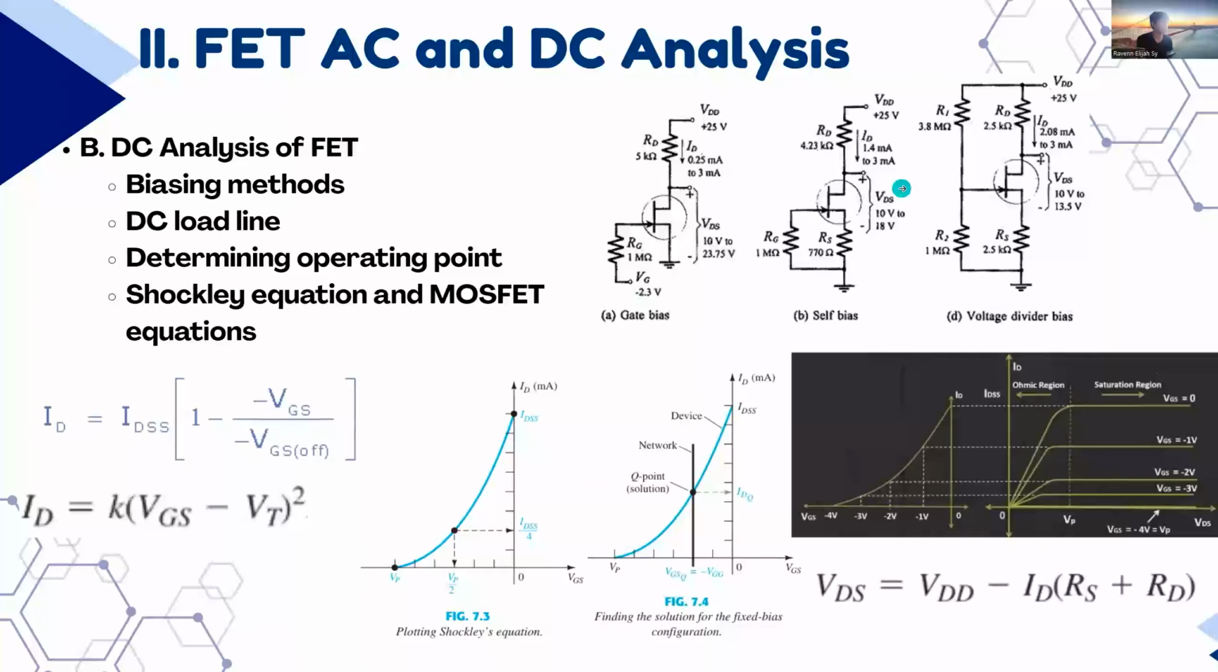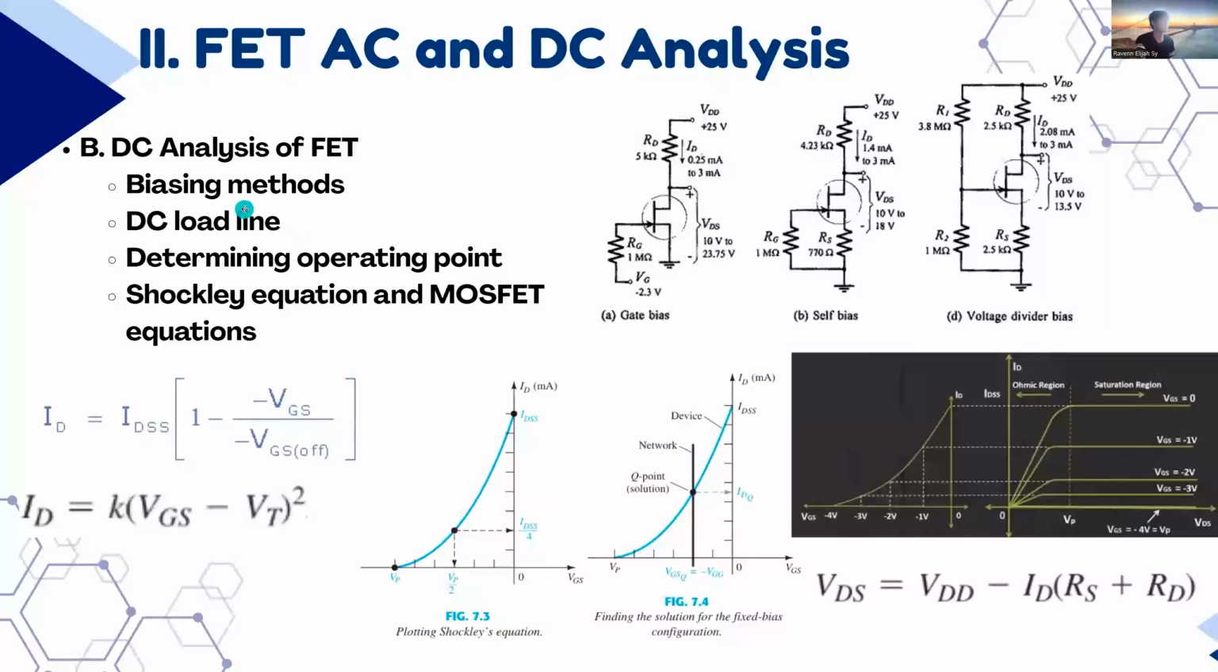Finally, voltage divider bias uses a resistive network at the gate terminal combined with a source resistor. This provides a highly stable Q point, particularly for enhancement type MOSFETs, by fixing the gate voltage.